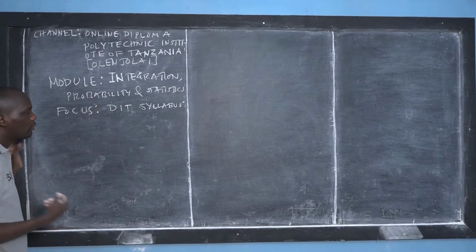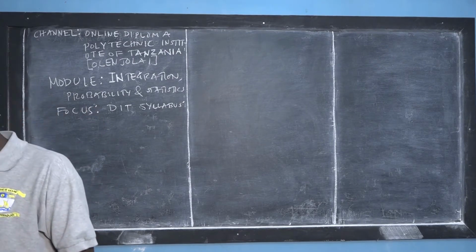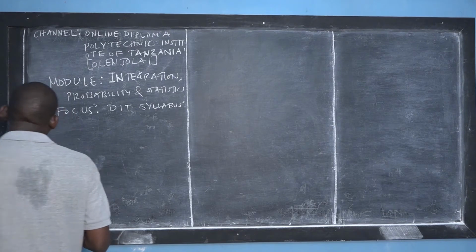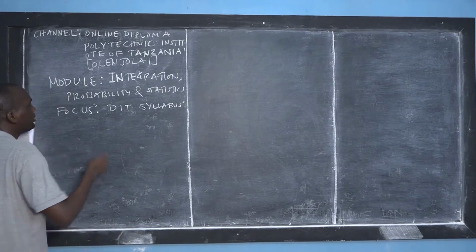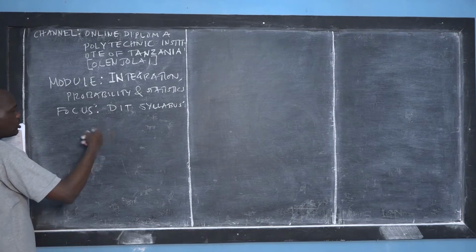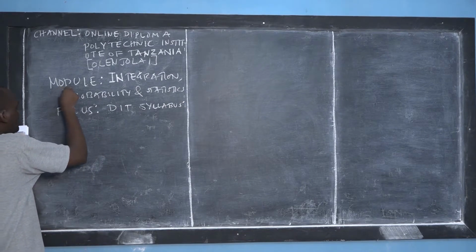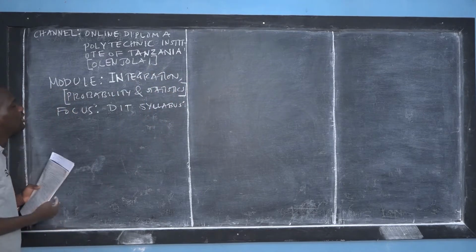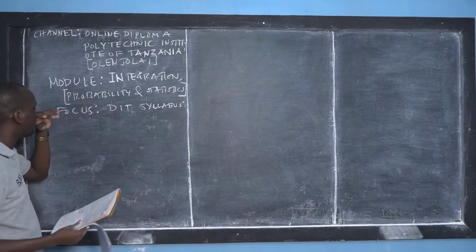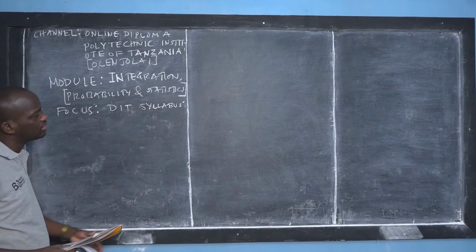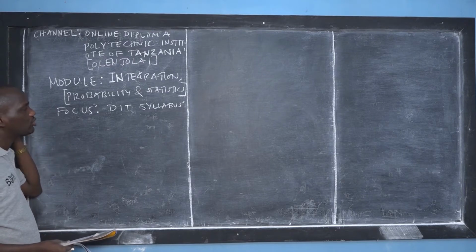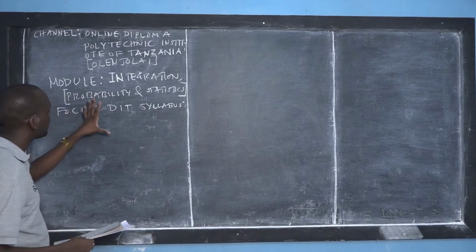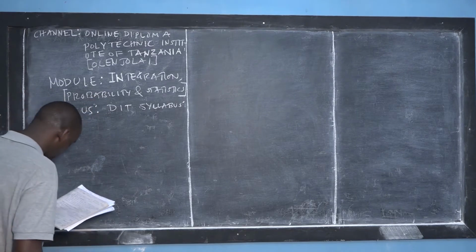So before we go into too much detail, I would like to let you know that according to the DIT, this module is called integration, probability, and statistics. In the new curriculum, you might find that the word integration is no longer there, or it has been moved to the second year. But you can find the module called probability and statistics. Don't worry about how the module is called. I will be teaching you according to the requirements that you have to cover, whether you're using the old syllabus or the current syllabus. Don't worry about that.